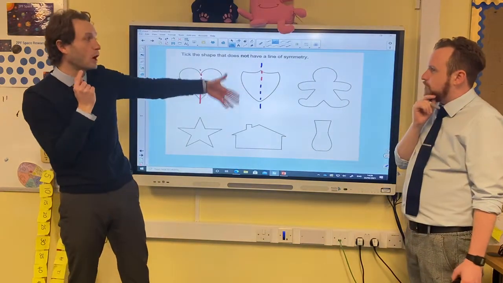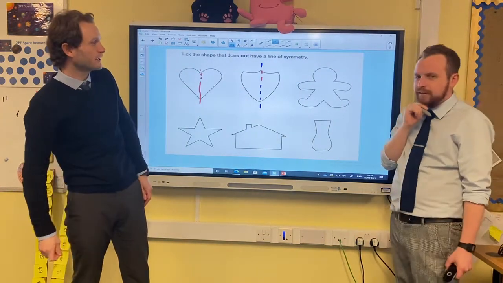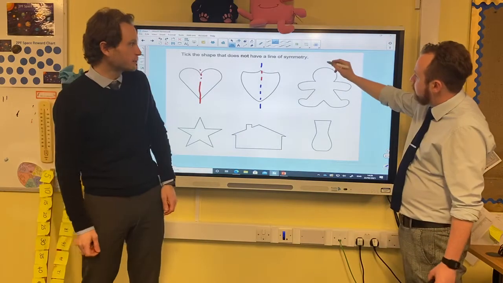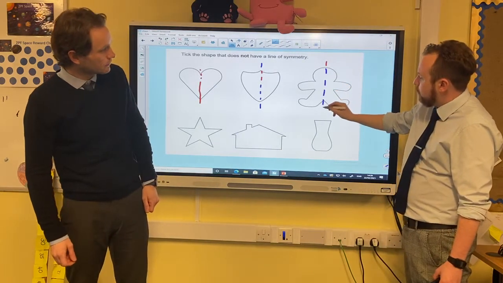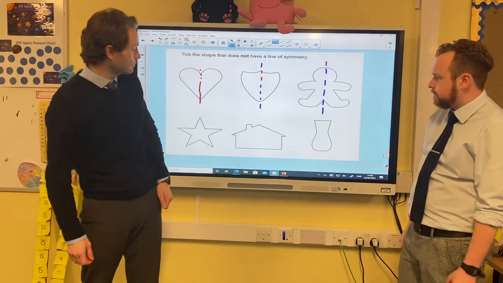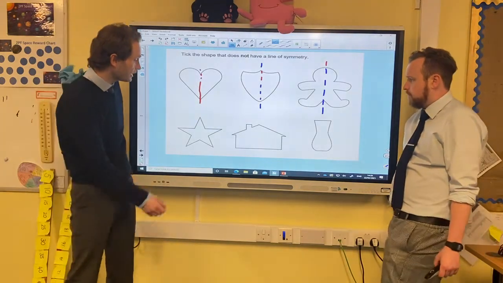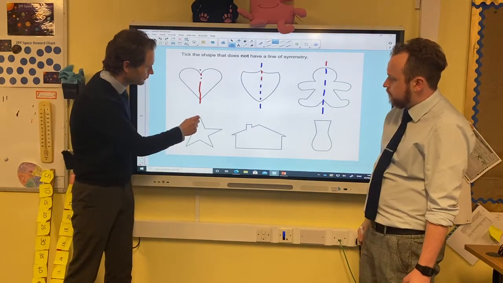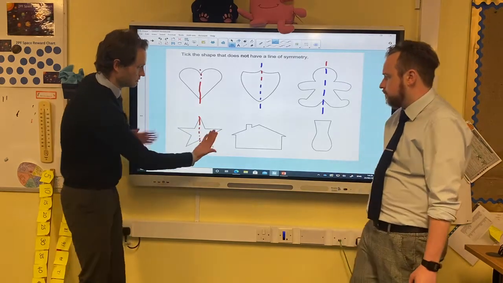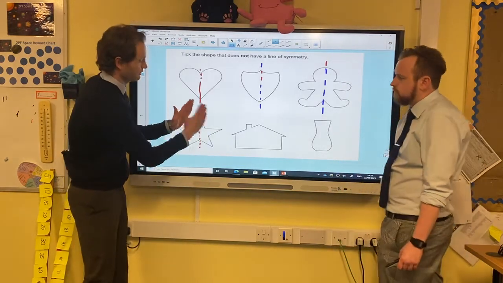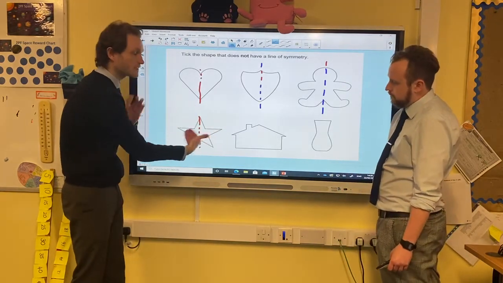Okay. Sort of a man shape. A gingerbread man then. Yep. Well, I think we know this one, don't we? Straight through the middle vertically like that. Same on both sides. Star here. Well, I'm pretty sure if you folded a star along this vertical line of symmetry, opened it up, it's the same on both sides.